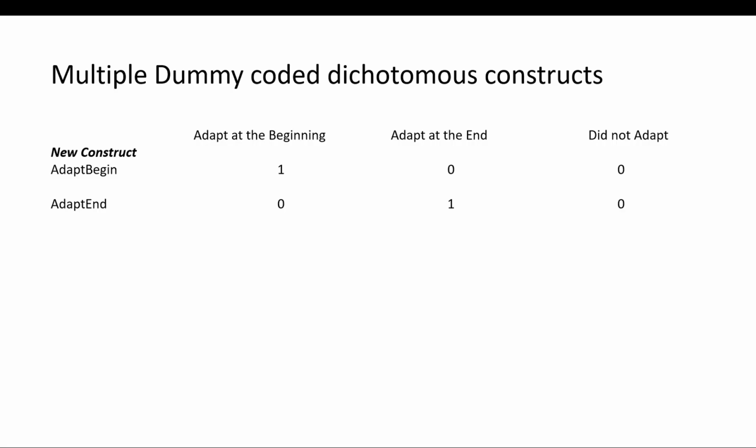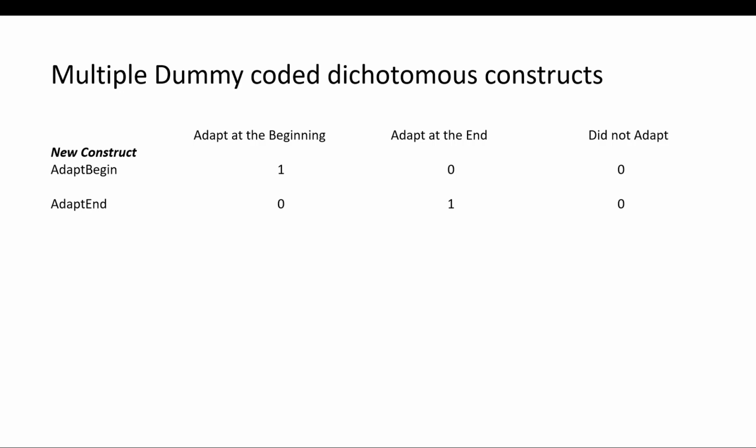For instance, if we're dummy coding the first category, which is they adapted the service at the very beginning, we'd create a new construct. I'm just calling it adapt begin. How I would dummy code that is: all those who got their experience adapted at the beginning, I'm going to code as a 1. Those adapted at the end are a 0. And those that didn't adapt are a 0 as well.